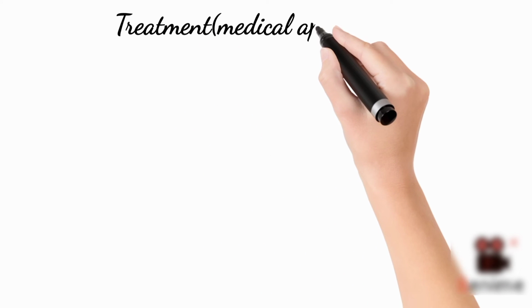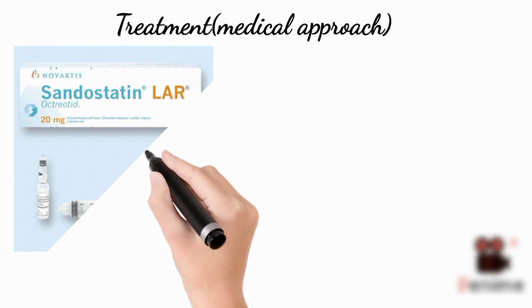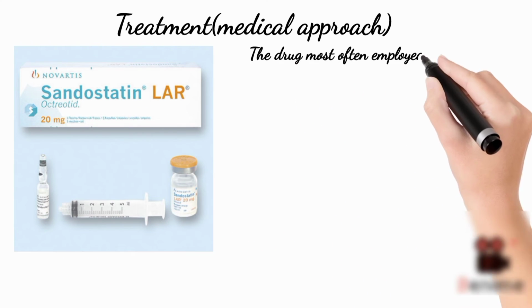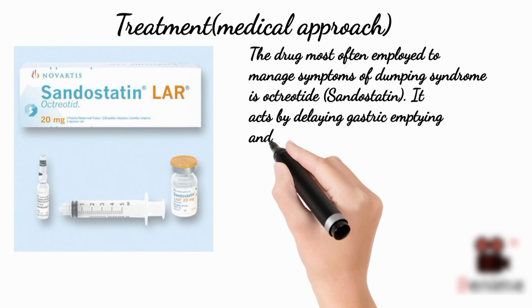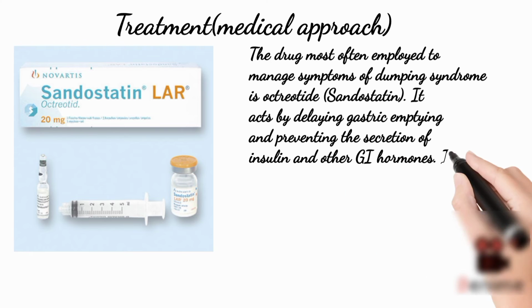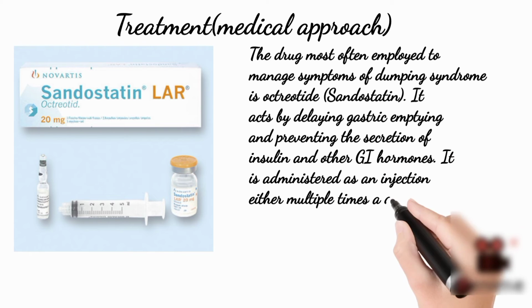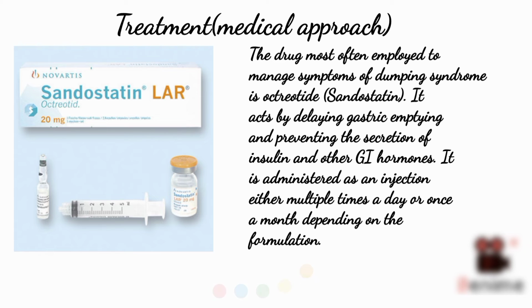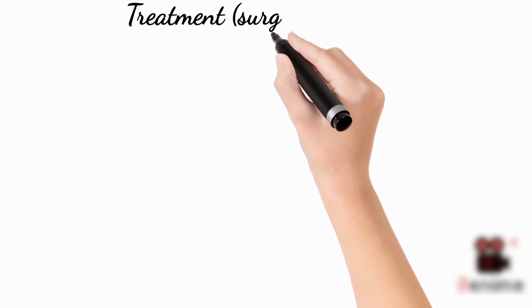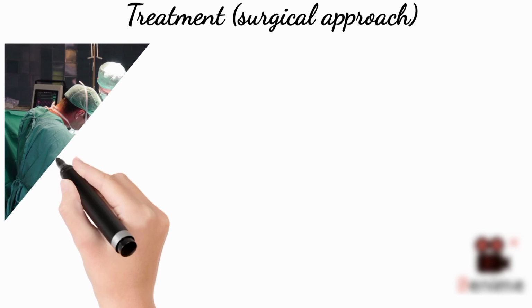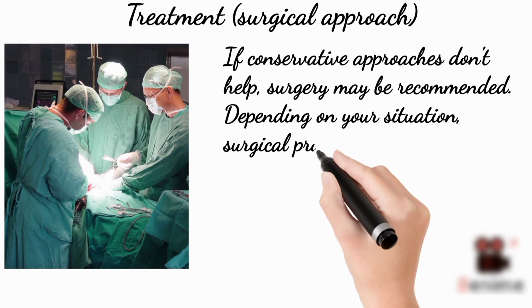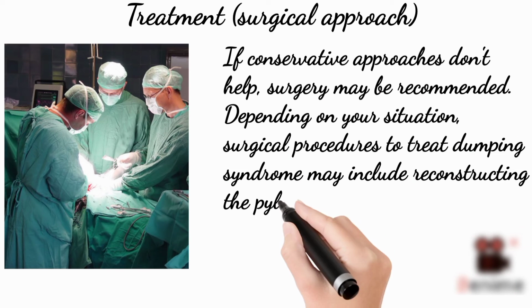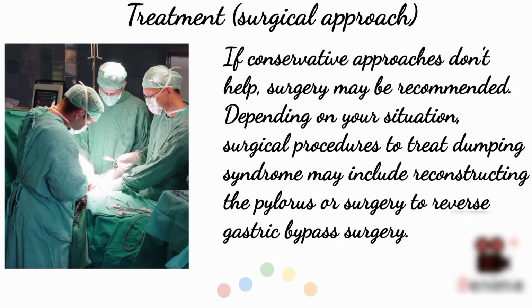Under the medical approach, the drug most often employed to manage symptoms of dumping syndrome is octreotide, Sandostatin. It acts by delaying gastric emptying and preventing the secretion of insulin and other GI hormones. It is administered as an injection, either multiple times a day or once a month, depending on the formulation. If conservative approaches don't help, surgery may be recommended. Depending on your situation, surgical procedures to treat dumping syndrome may include reconstructing the pylorus, or surgery to reverse gastric bypass surgery.